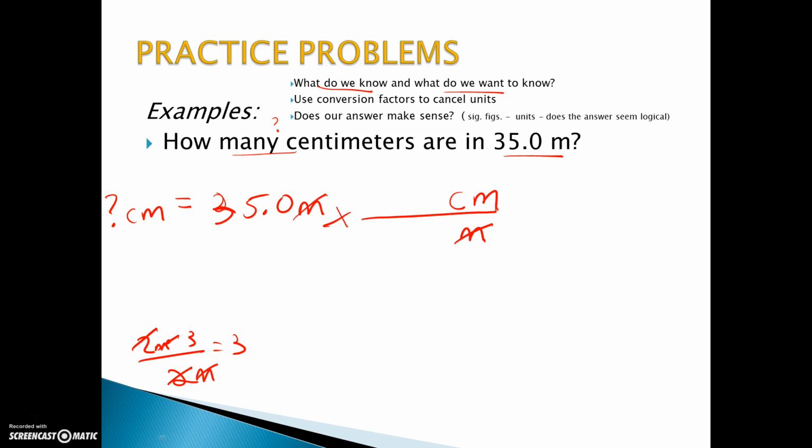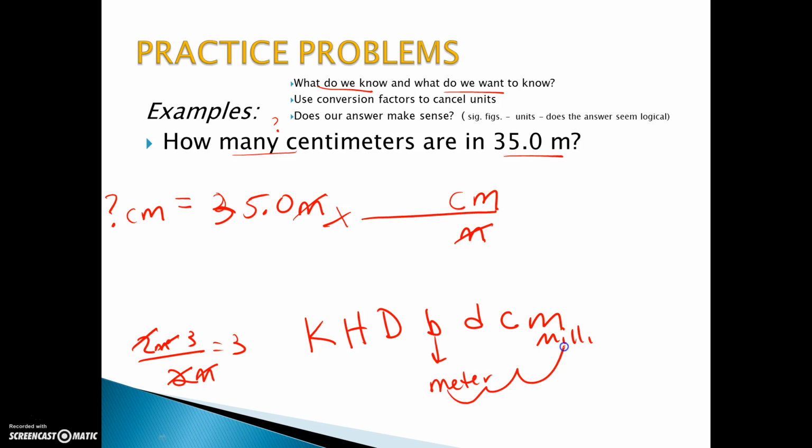And you may know that in your head, which would be great, but you may not. That's when you want to bring out your mnemonic device. King Henry died by drinking chocolate milk. Now my milli is right here, and my meter is my base. So to get from my meter to my millimeter, I went 1, 2, 3. Or I'll do it on the top here. 1, 2, 3. That means there's a 10 to the third difference.